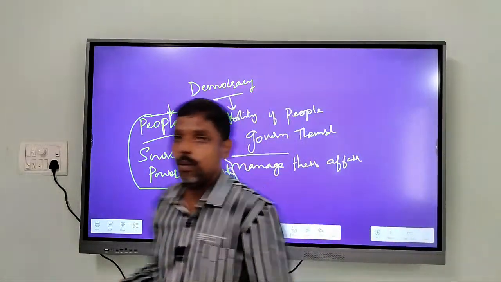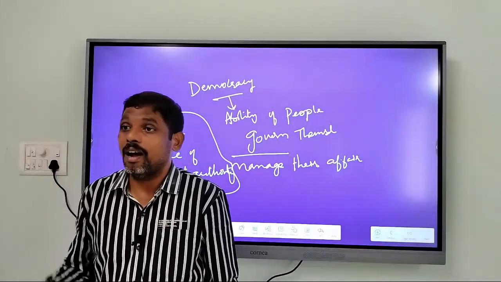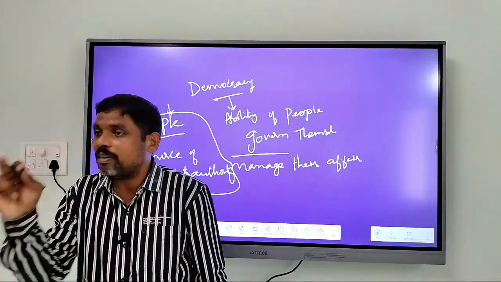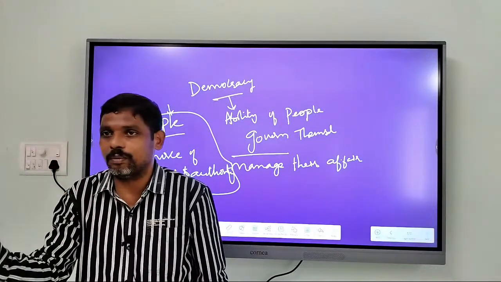Alright, where does power lie, with a few or with all? It is all the people. Power lies with all the people. It is not a few.